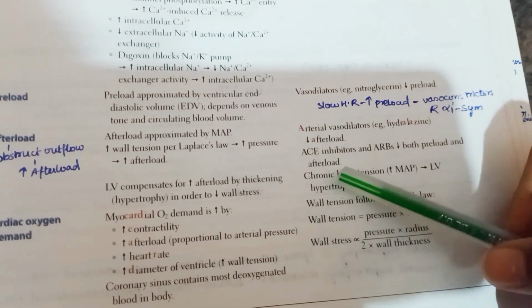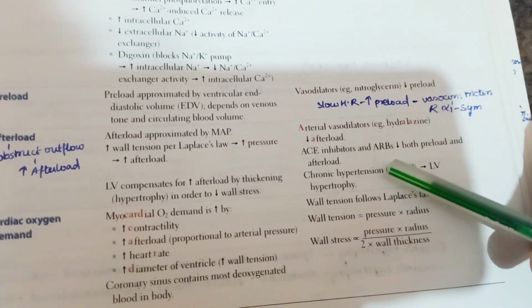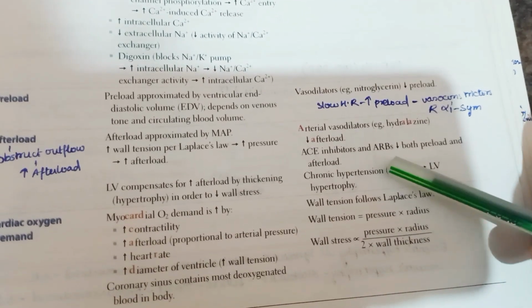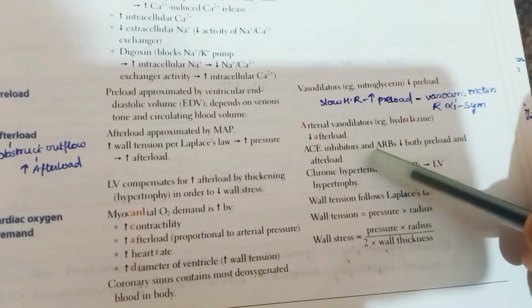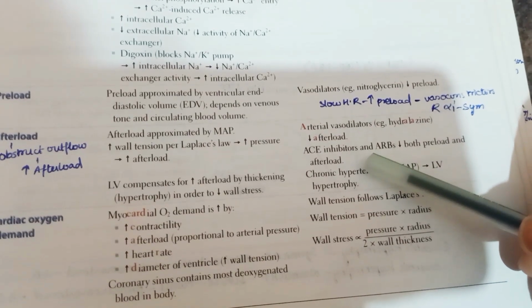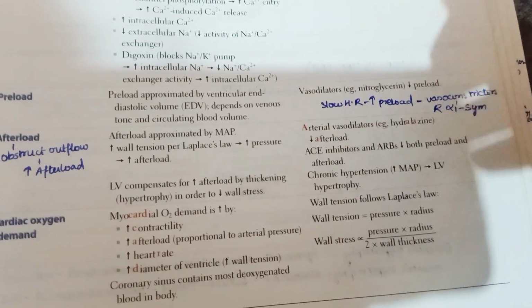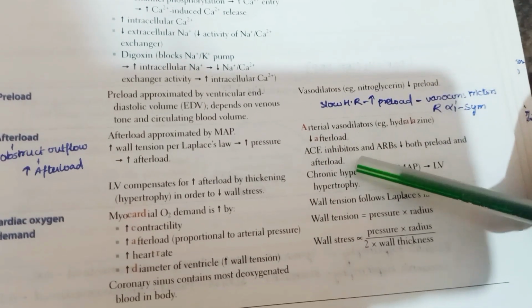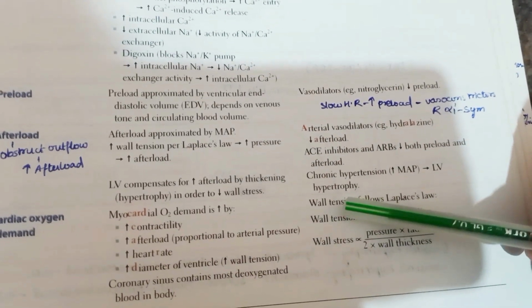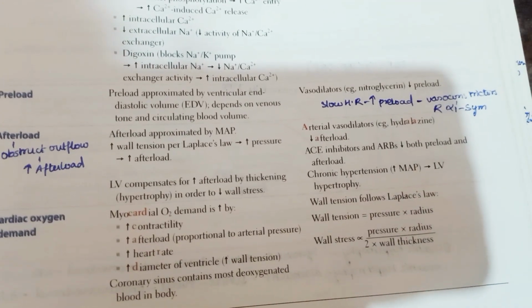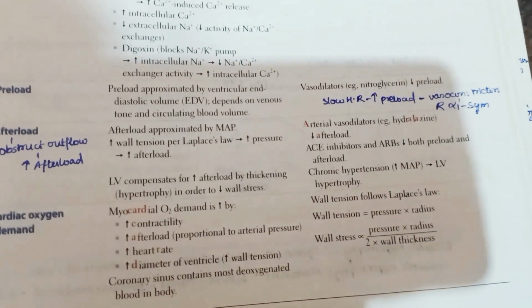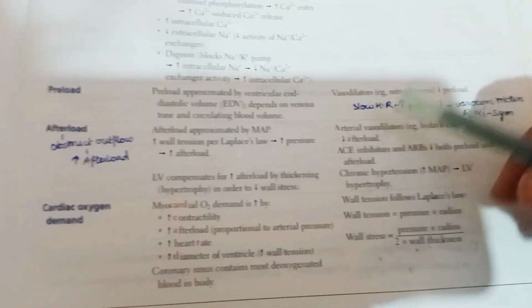afterload. ACE inhibitors and ARBs, that is angiotensin receptor blockers, both decrease preload and afterload. You can understand because they directly inhibit the angiotensin, so there will be no sodium and water retention, so that will decrease the preload and afterload. Whereas chronic hypertension will increase the mean arterial pressure, so you can understand there is more mean arterial pressure, so the left ventricle will undergo hypertrophy to compensate that.